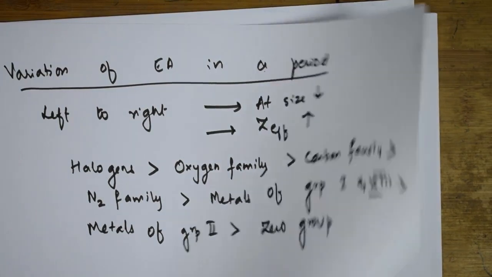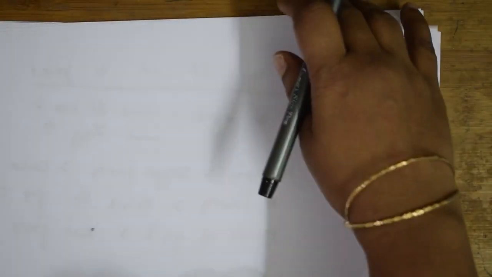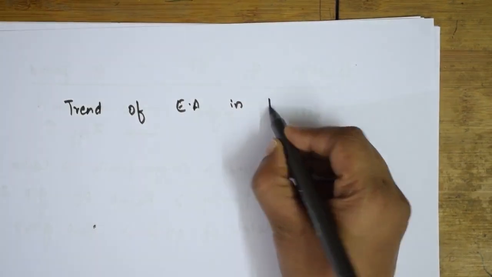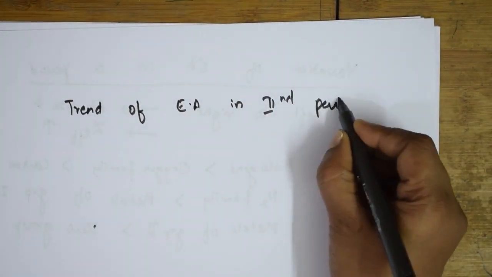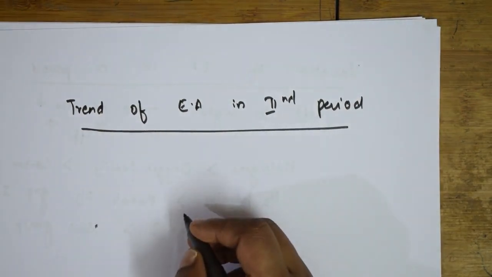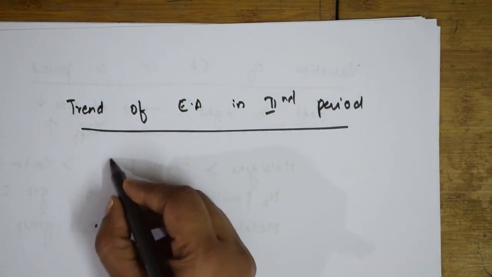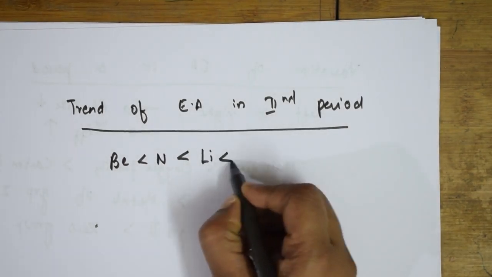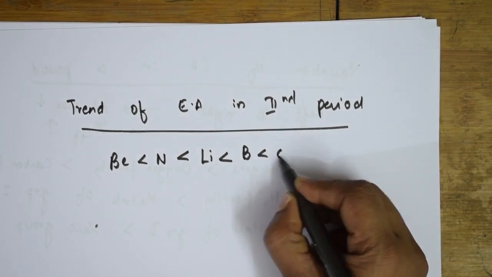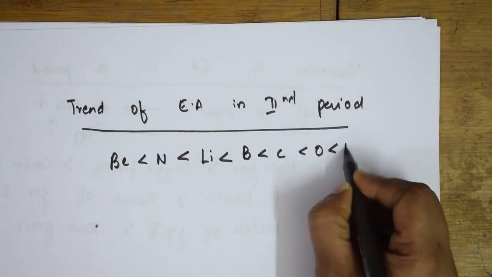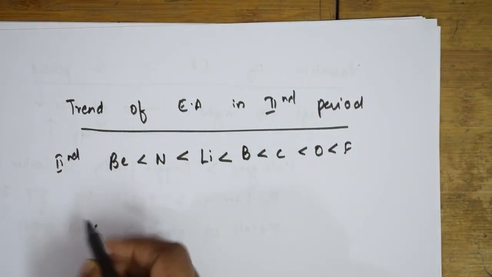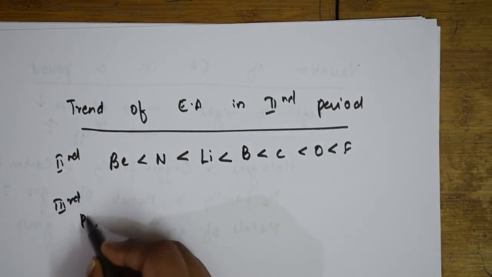Suppose if I take the electron affinity trend in the second period. When I take the second period, so what are the elements? Basically beryllium will be less than nitrogen, less than lithium, less than boron, less than carbon, less than oxygen, less than fluorine. This is your second period. Now if I take the third period concept, let's see the third period.